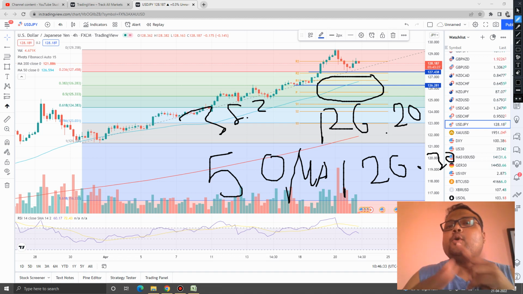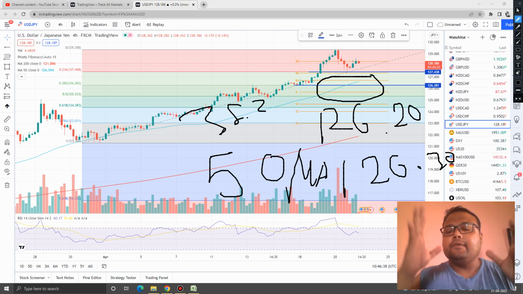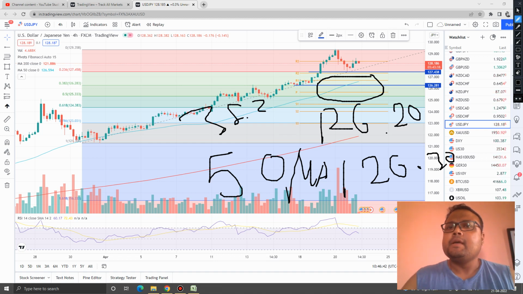So if we combine both factors here, there's a good chance that in this uptrend market, USD JPY will take support and bounce from here. If it bounces, we can go for a buy position.